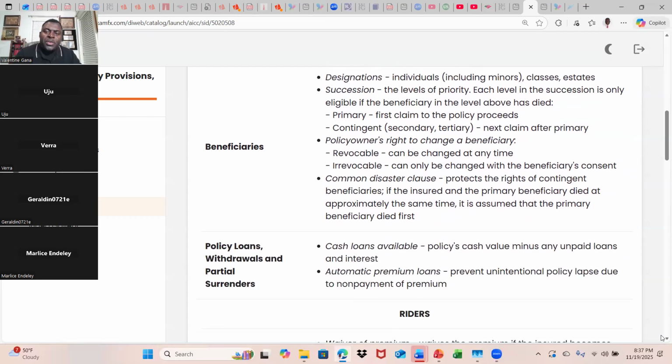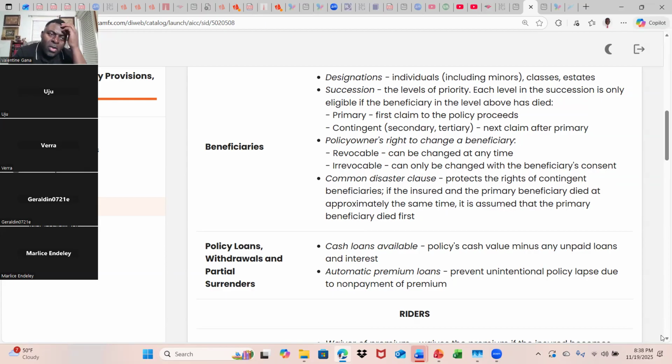Designations have to do with when you're setting up a trust and you put that policy in a trust and you assign that policy to certain classes of people, like all my children and grandchildren. That's a designation. That's a class. Succession, there are levels of priority. Each level is only eligible if the beneficiary in the level above has died. So a lot of this has to do with estate law. I'm just trying to focus on what is going to be on the exam.